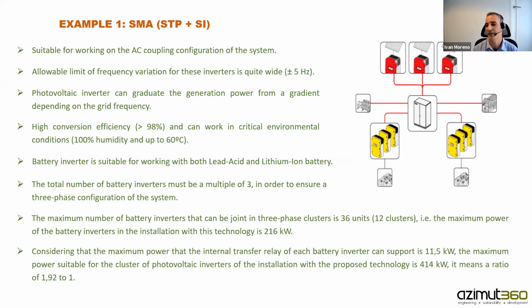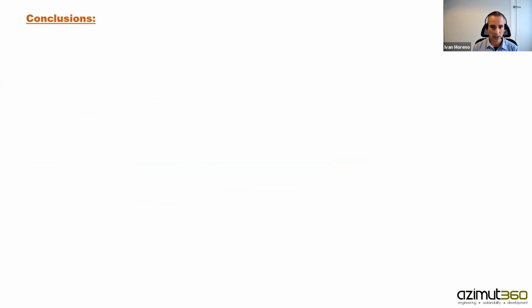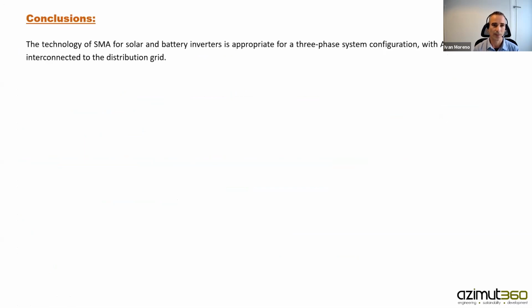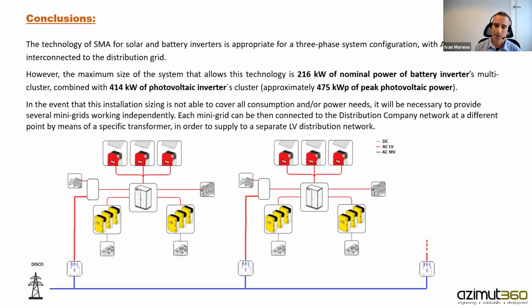When designing, we always think the PV plant can be a maximum of 2 times the size of the battery inverters. So in the next slide, we can see an example. This technology of SMA is appropriate for 3-phase system configuration, also with AC coupling and interconnected to the distribution grid. We can see here the auxiliary support.